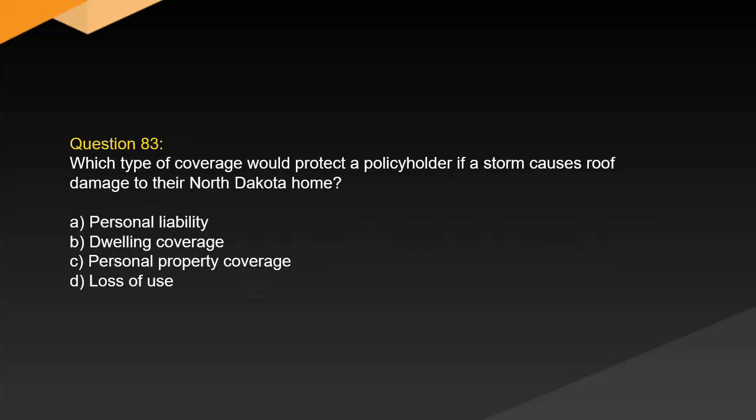Question 83. Which type of coverage would protect a policyholder if a storm causes roof damage to their North Dakota home? A. Personal liability. B. Dwelling coverage. C. Personal property coverage. D. Loss of use.